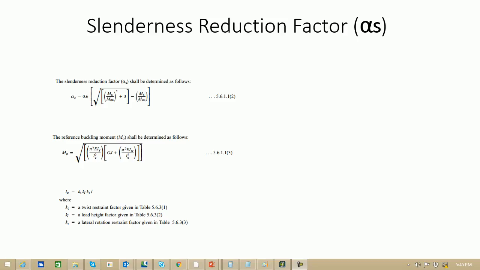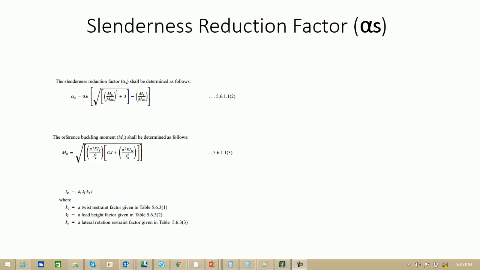Now, this slenderness reduction factor, or the alpha S, represents how slender the segment or the subsegment is against the lateral torsional buckling. The more slender the segment or subsegment is, the weaker it is against the lateral torsional buckling. So by this factor, the nominal section moment capacity is reduced depending on how slender the segment or the subsegment is. Now let's look into the relationship on which this parameter depends.